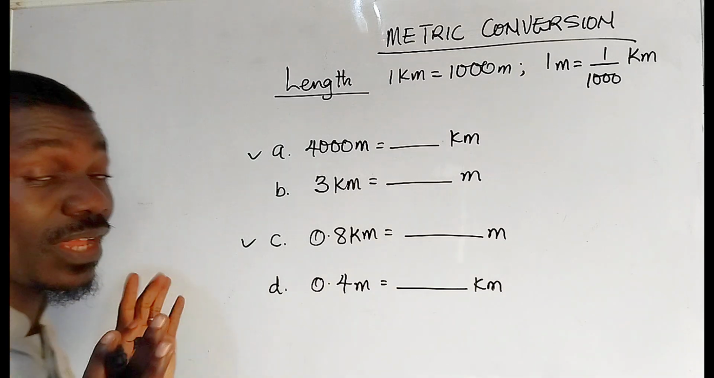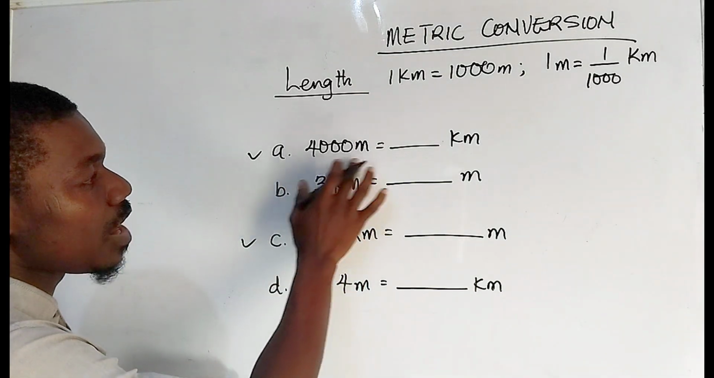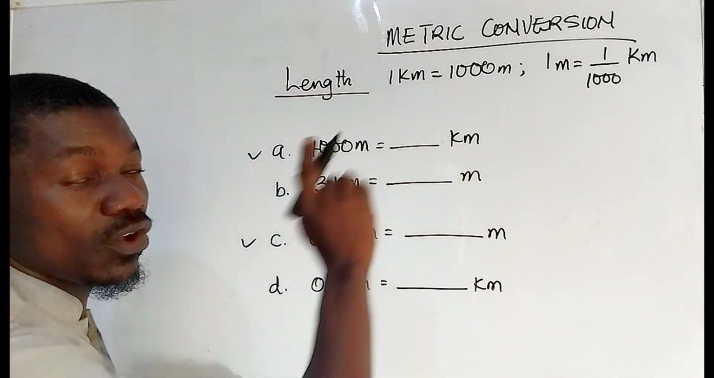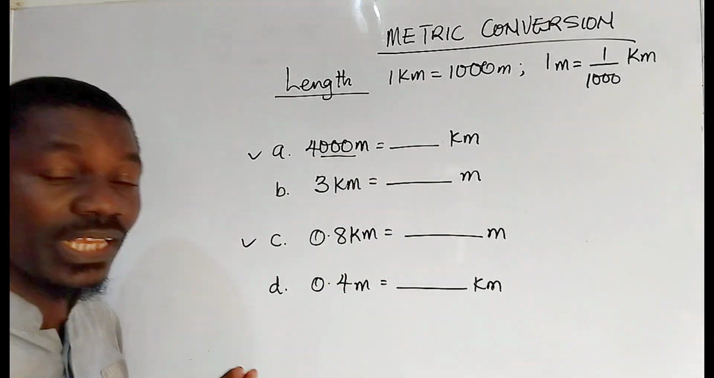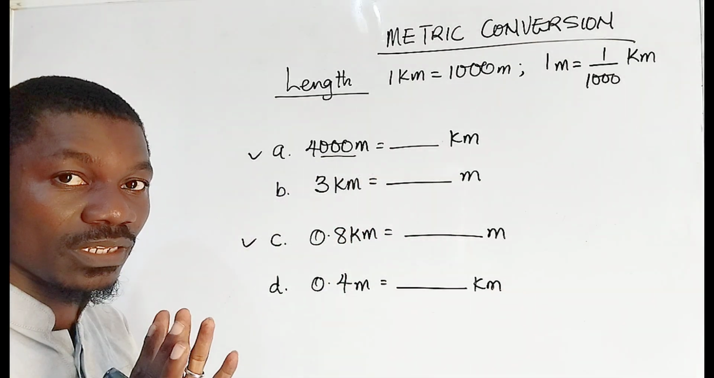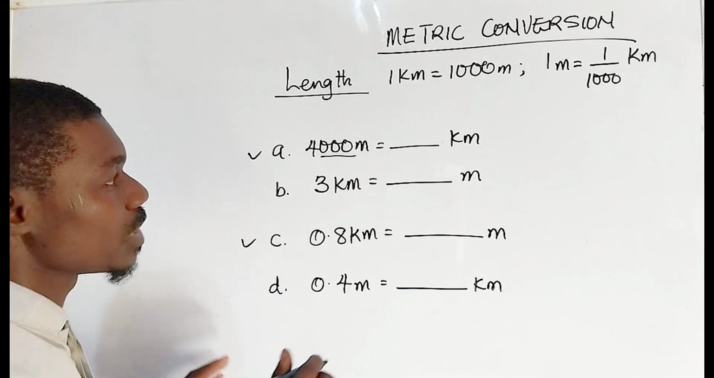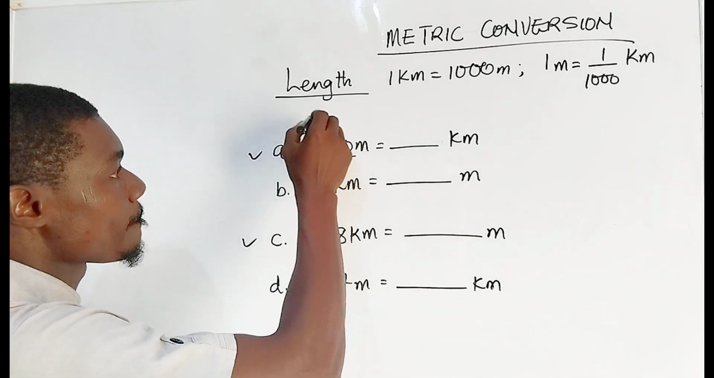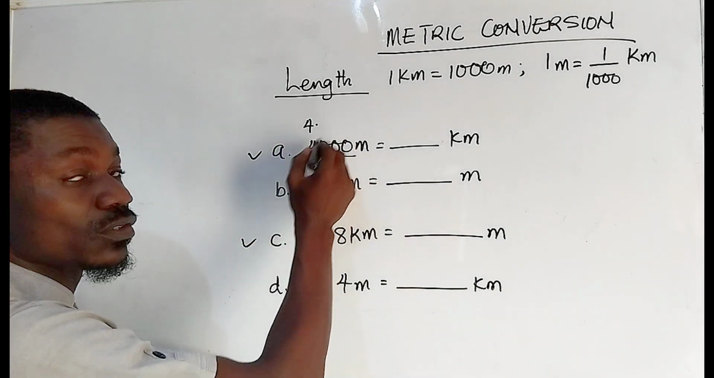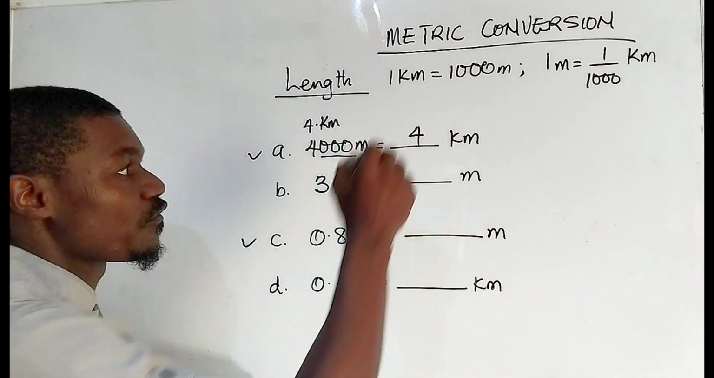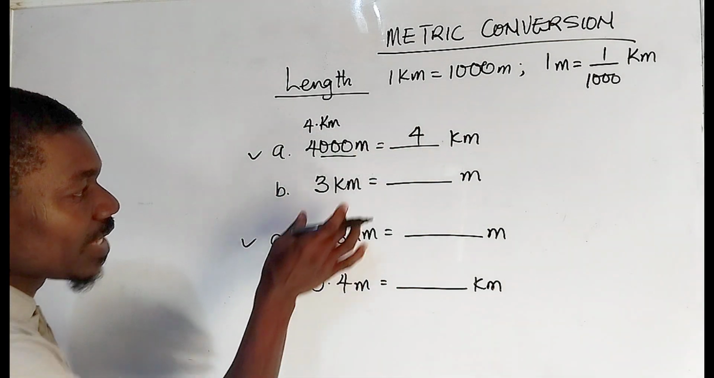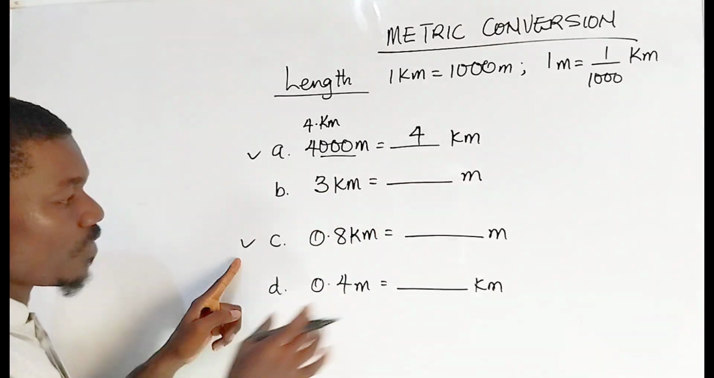Now for this, very simple, 4000 meter to kilometer. Always note that this 1000 here implies what? Kilo. Okay, so to that stand, this is 4 times your 1000 here is kilo, so this is what? 4 kilometer.